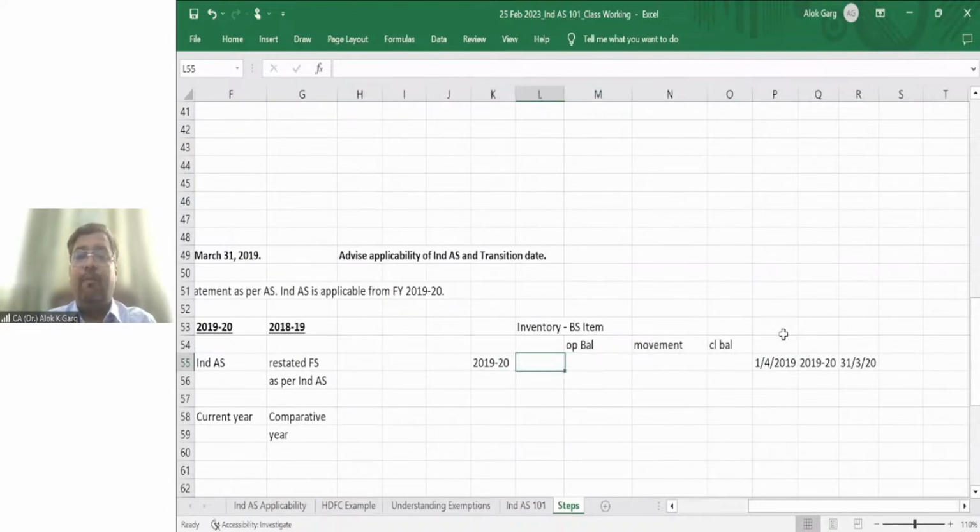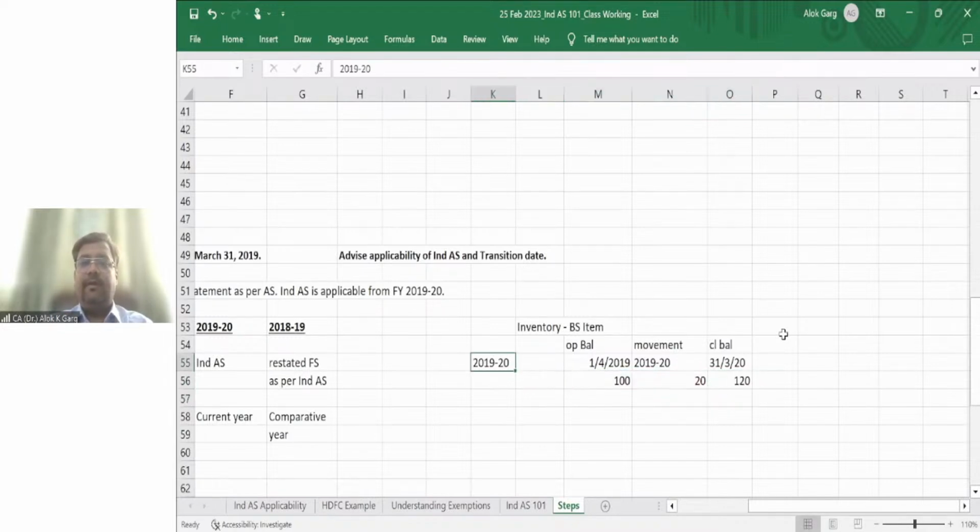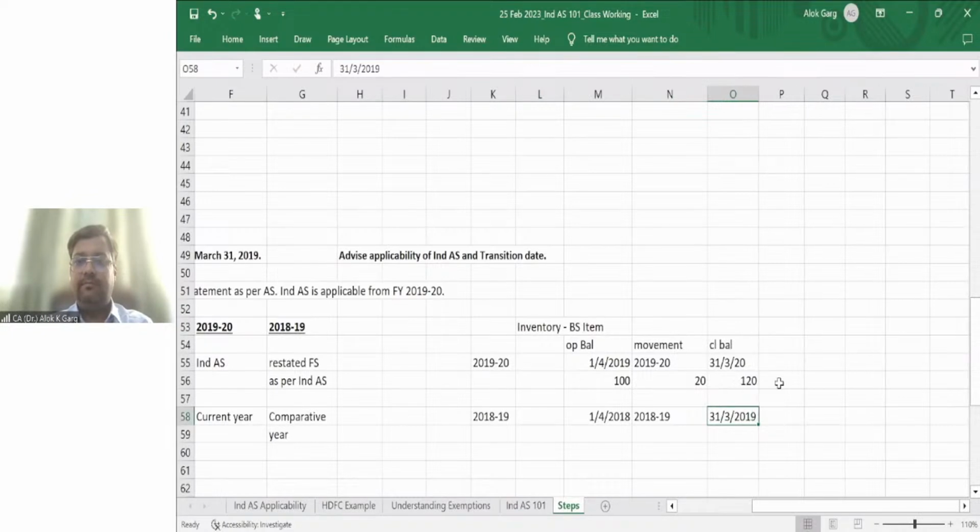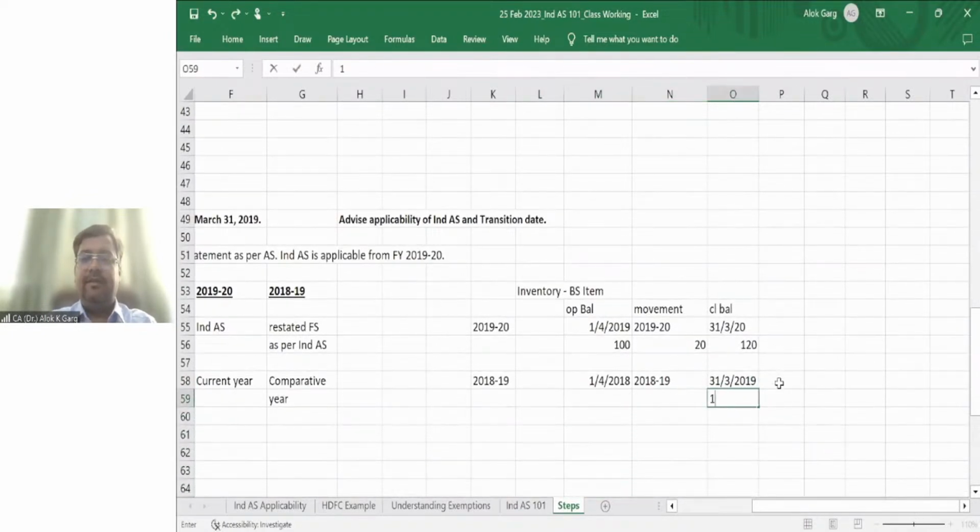Now let's say the opening balance on 1st April 19 was 100 rupees. Movement, meaning purchase and sale, is let's say 20 rupees. The closing balance is 100 plus 20. Now let's come to 1819. We have restated 1819 financials also. For 1819, the opening balance is 1st April 18, movement is 1819, and closing balance is 31st March 2019. Let's say this is 100 and this number is 30, so this should be 70.